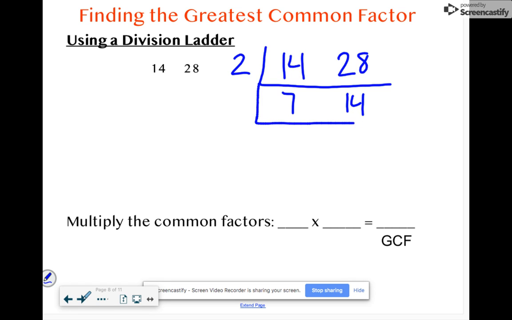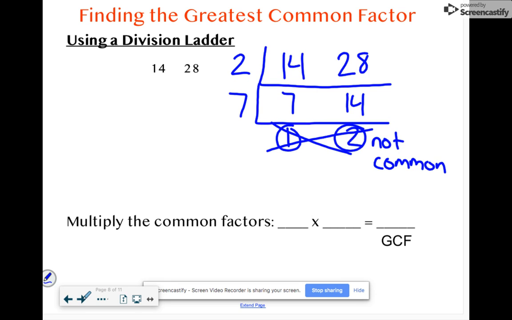So now I'm going to go down here, and I know that 7 is prime, but 7 can go into 14. 7 goes into 7, and we're left with 1, and then 7 goes into 14 2 times. So now down here, I am left with my 2 prime numbers, so I can stop. Now, these numbers on the bottom, I am not going to use because 1 goes into 7 and 14, but 2 does not go into 7, so these ones on the bottom are not common. They do not go into both of those numbers.